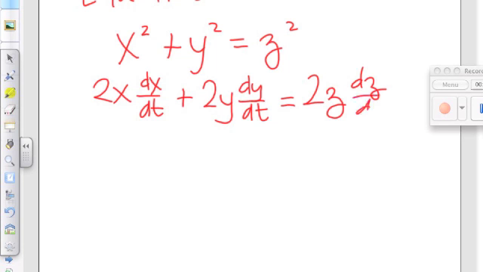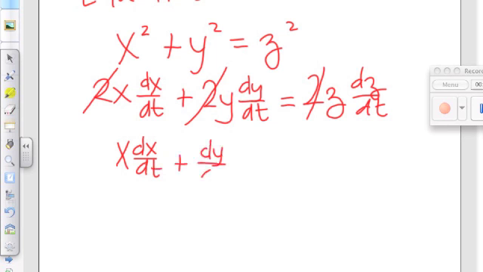dz/dt. Good. Now I can plug everything in, but if you notice, I can factor out these 2's. So this cancels, that cancels, and this cancels, and I just get x dx/dt plus y dy/dt equals z dz/dt.